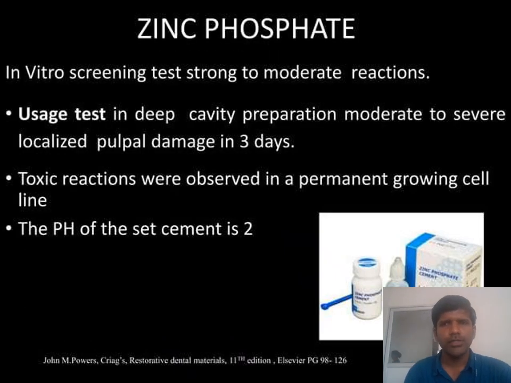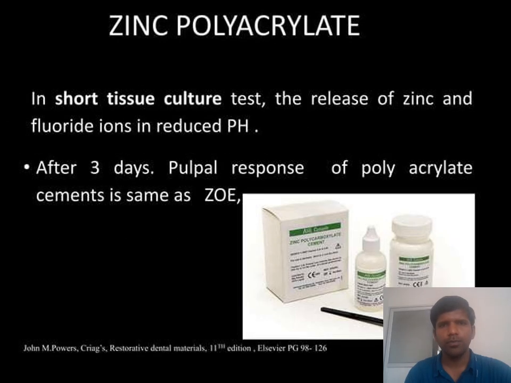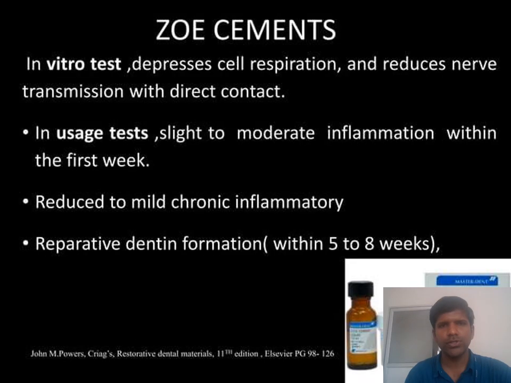Coming to the cements, zinc phosphate: in vitro screening tests show strong to moderate reactions. Coming to the usage test in deep cavity preparation, moderate to severe reactions are seen, showing localized pulpal damage in 3 days. Toxic reactions were observed in a permanent growing cell line. The pH of the cement is 2. Coming to zinc polyacrylate, in short tissue culture tests, the release of zinc and fluoride ions in reduced pH is seen. After 3 days, the pulpal response of polyacrylate cement is the same as zinc oxide eugenol.